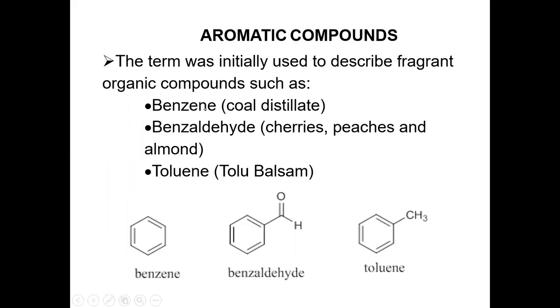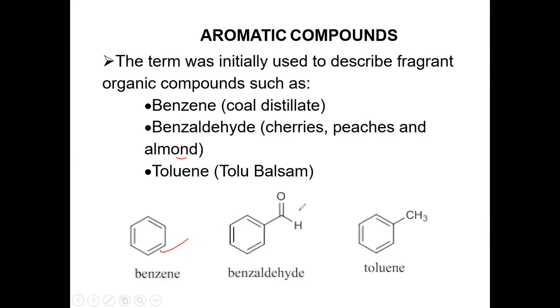Now, I give examples like benzene, which was isolated from coal distillate. We have benzaldehyde, which was isolated from almond. We have toluene, which was isolated from tolu balsam. So these are the structures. These are basic structures in organic chemistry, and we should know them. We should learn them and probably write them so that we know how to draw them, right? So this is benzene, the parent or the prototype compound in organic chemistry.